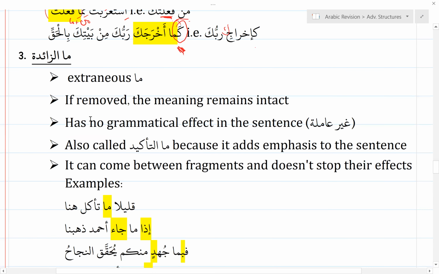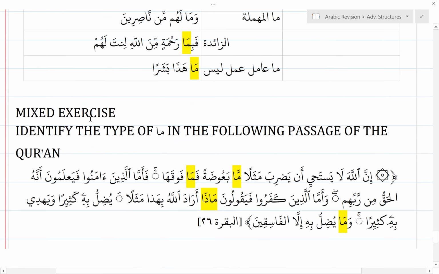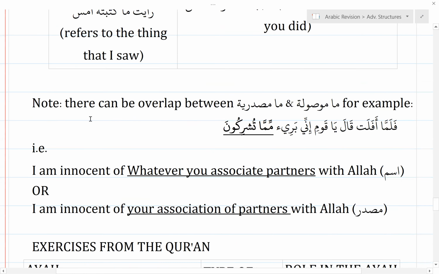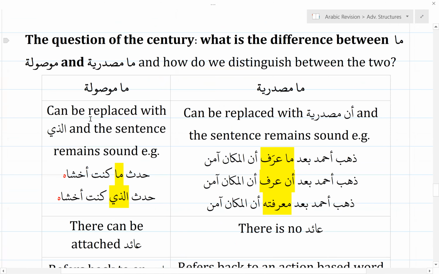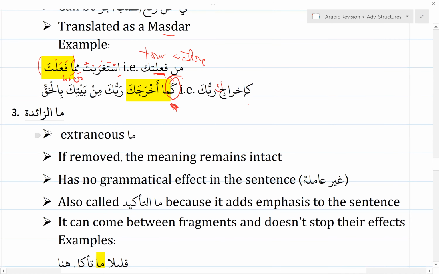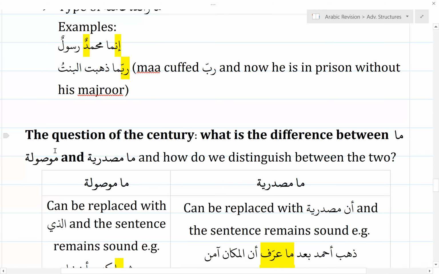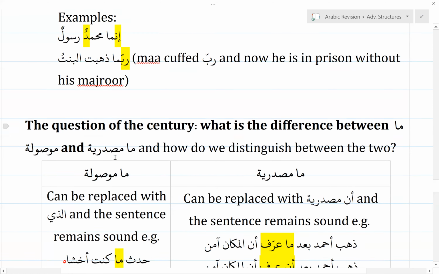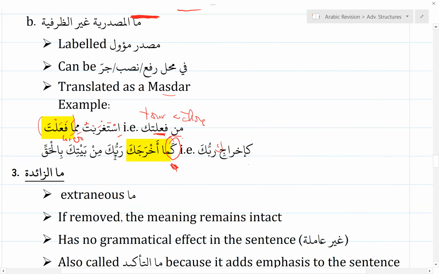I think what I'm going to do, because it's already past time and we have still a lot to go, and the exercises and whatnot, is we can end there, and then next week we can start from ma zaida. So we're left with two more, ma zaida and ma al-kafa. Then we look at the difference between ma masdariya and ma mawsula, how to distinguish between the two, and then we can do the exercises. So your question will be answered next week. Let me keep the element of surprise.